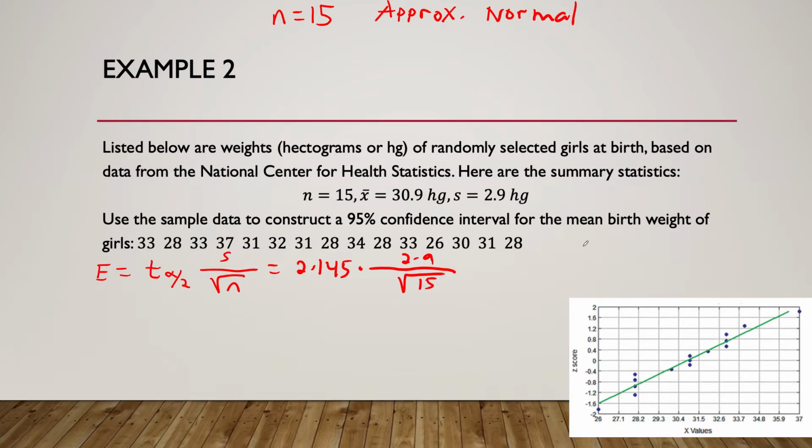Tossing this into a calculator, you get an answer of, and this is not rounded too much, as you could expect, 1.606126 hectograms. So for the margin of error, we need to take, I'll write it here, x bar plus and minus E. So 30.9 plus and minus 1.606126.